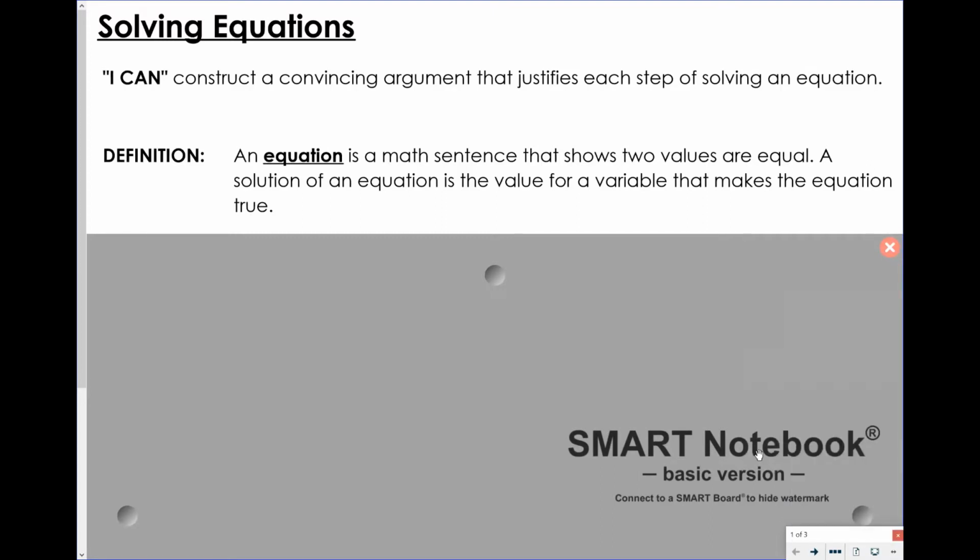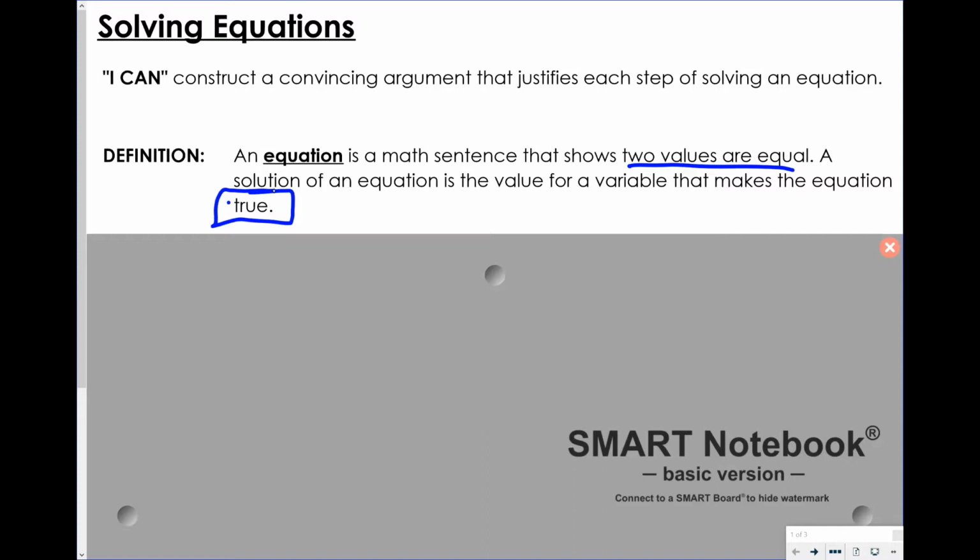That shows two values are equal to each other, okay? And then you also have, a solution of an equation is the value for a variable that makes the equation true, okay? So an equation is a math sentence that shows two values are equal to each other, and a solution of an equation is the value for a variable that makes the equation true, okay?